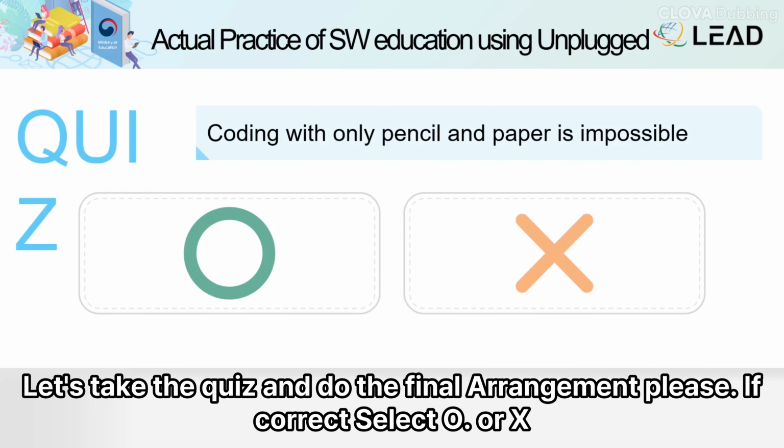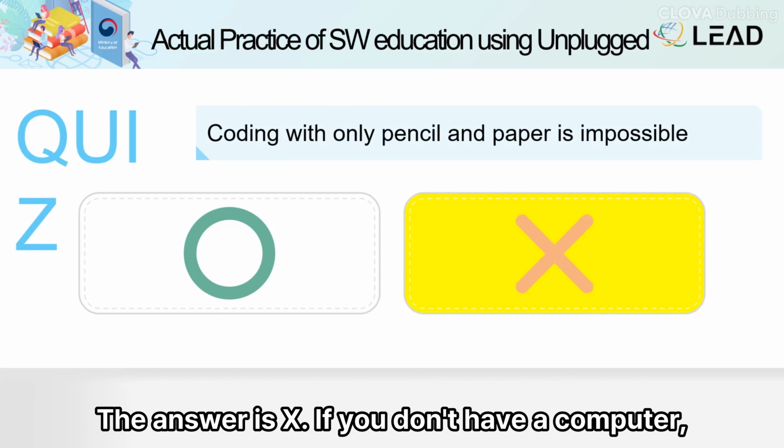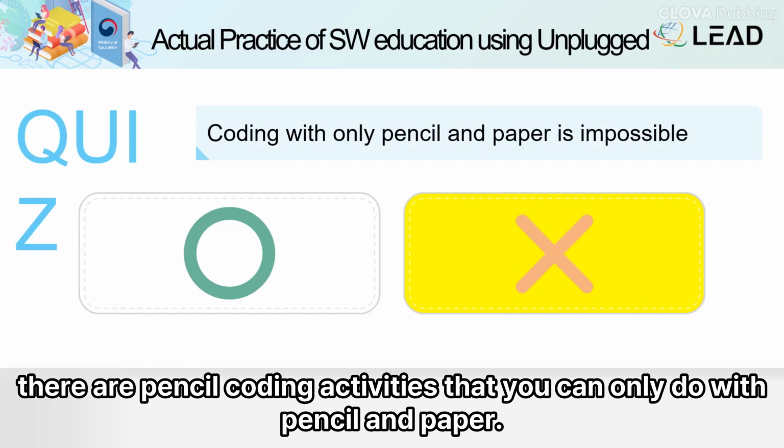Let's take the quiz and do the final arrangement. Please select O if correct and X if incorrect. Coding with only pencil and paper is impossible. The answer is X. If you don't have a computer, there are pencil coding activities that you can do with only pencil and paper.